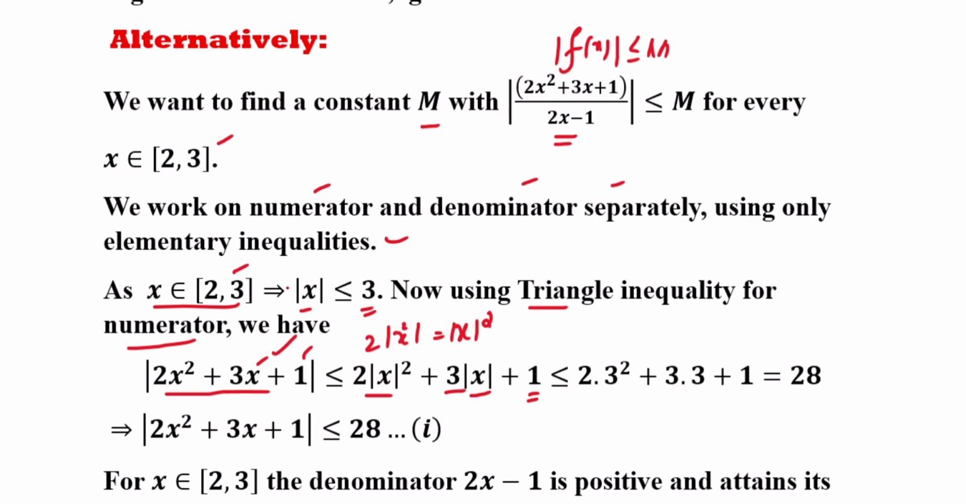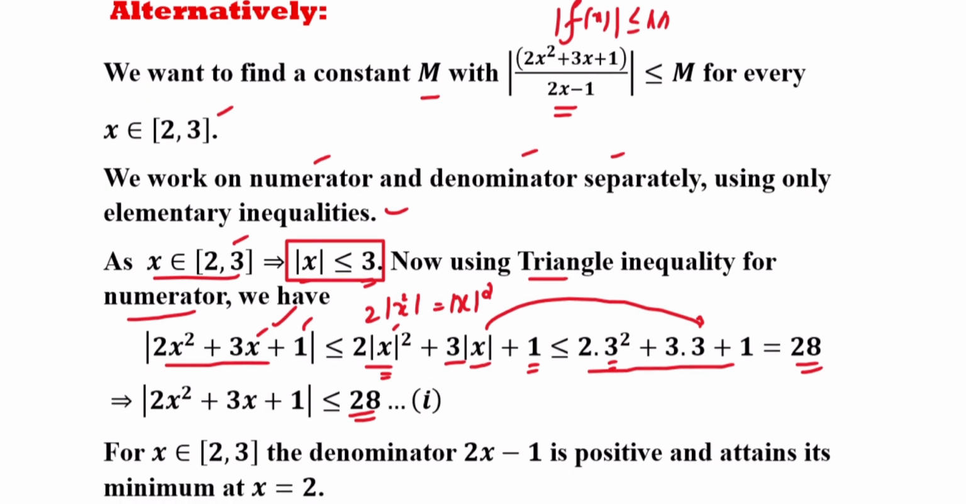As the absolute value of x is less than or equal to 3, we can replace each absolute value of x with 3. So when you replace the absolute value of x with 3, it will be less than or equal to 2 times 3 squared, plus 3 times 3, plus 1. Now adding all of these terms, this becomes 28. So the numerator is bounded by 28.